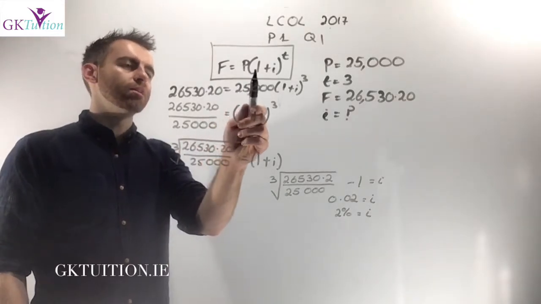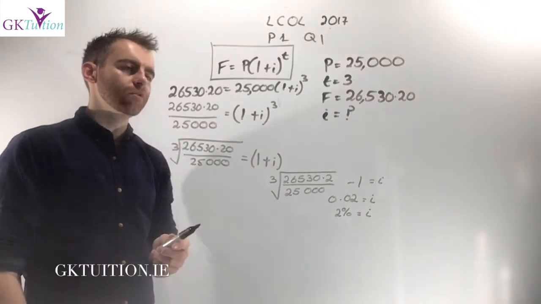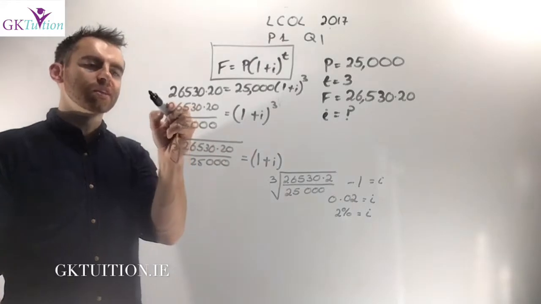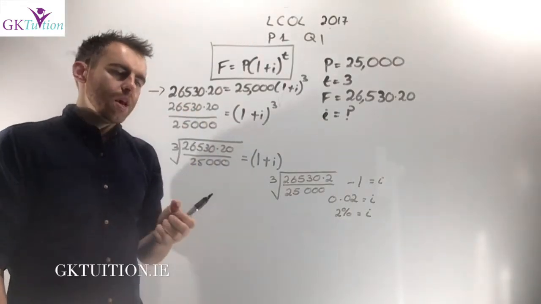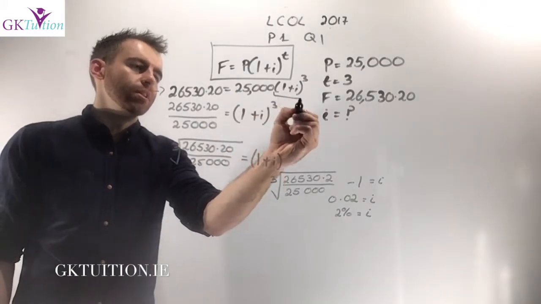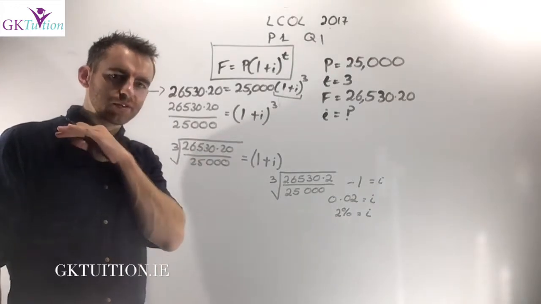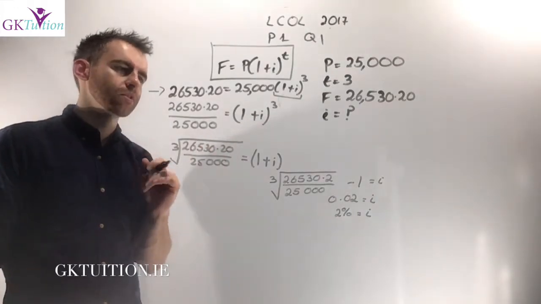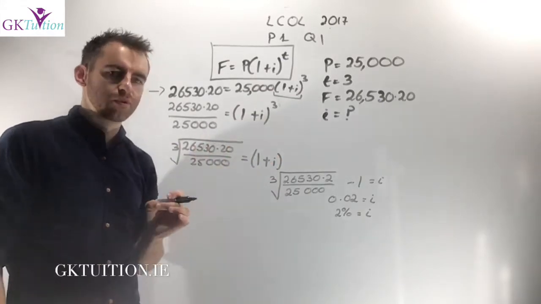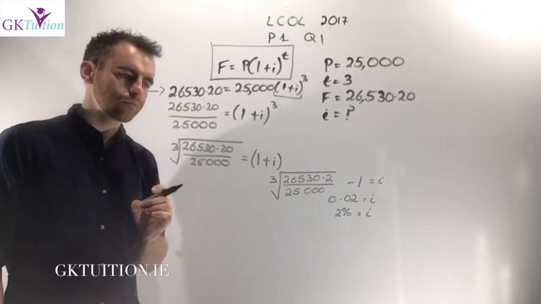F is equal to P times 1 plus I to the power of T. If you just sub in all the information you've been given, the only piece of information I don't know is I. So on this line I've just subbed it all in. Now, you should realize that on this line you want to isolate this bracket. You need to get the 1 plus I to the power of 3 on its own. And in order to do that, you have to divide both sides by 25,000. If you divide the right by 25,000, you're just left with 1 plus I to the power of 3. If you divide the left by 25,000, you end up with this fraction.